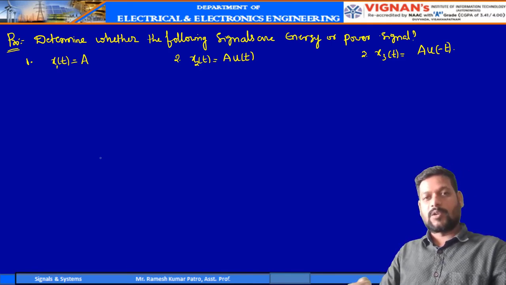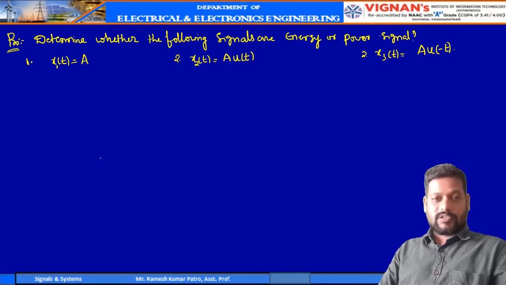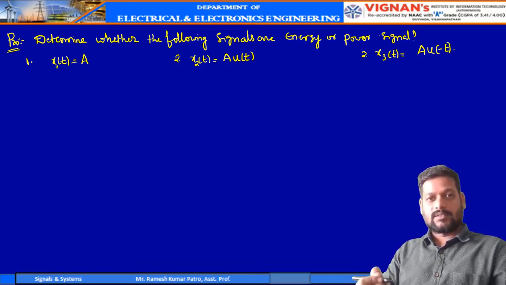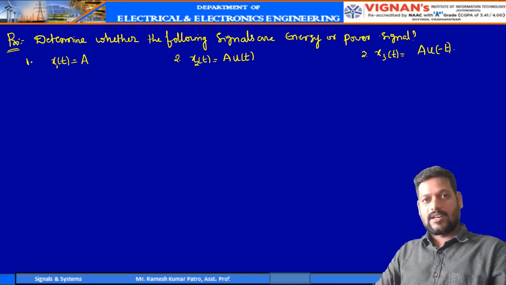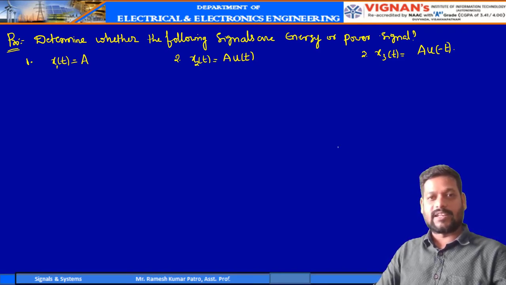So we are solving some of the problems based on the energy and power calculations. We will solve another two problems and determine whether the given signal is an energy signal or power signal. Recalling, a signal is said to be an energy signal if the energy is finite, and such signals will have power value 0. So all finite energy and zero power signals are classified as energy signals.